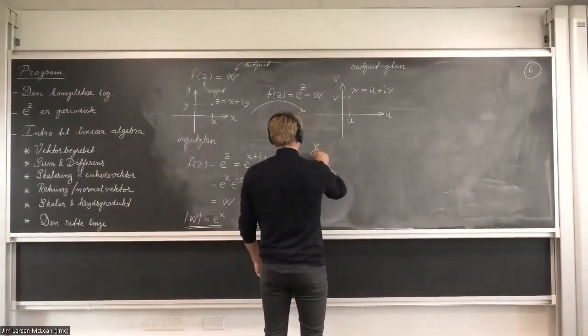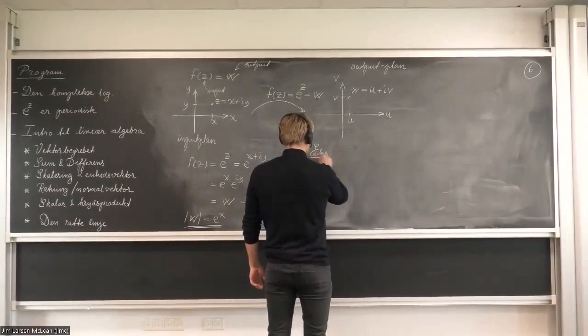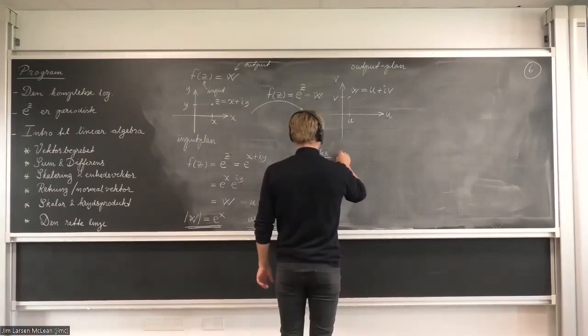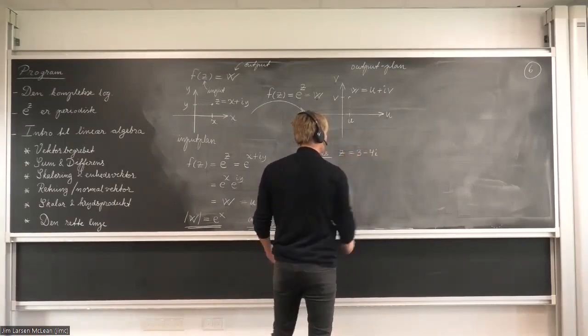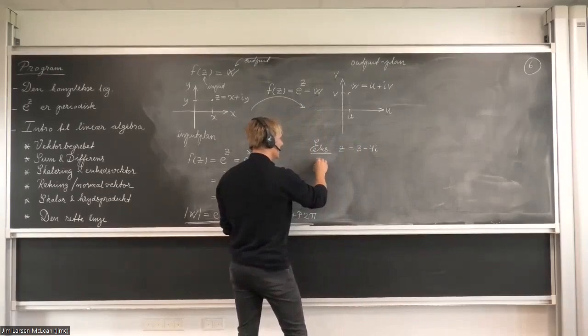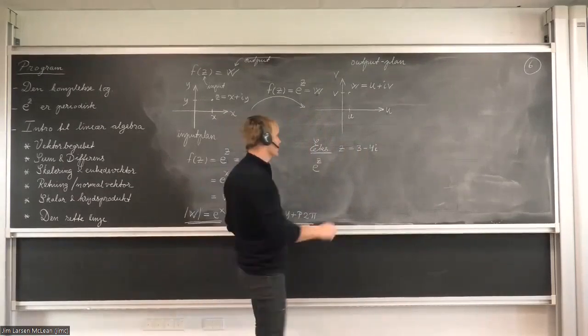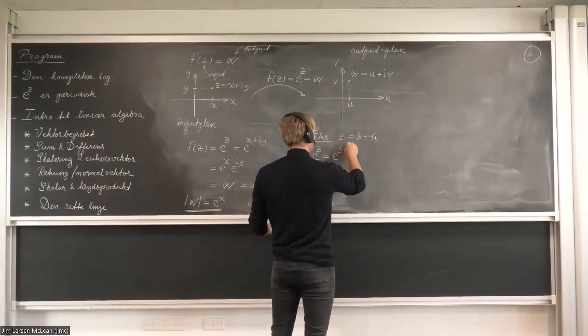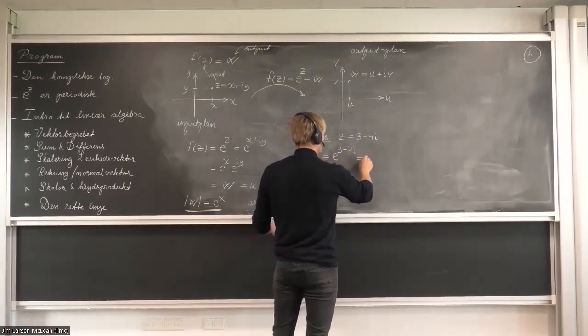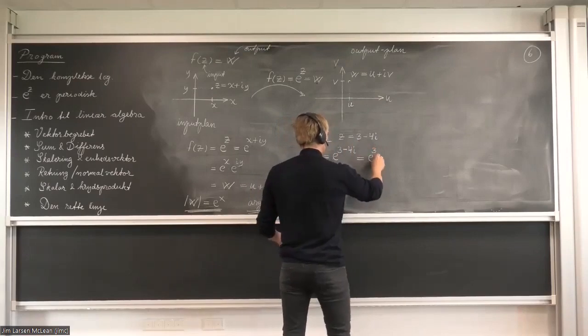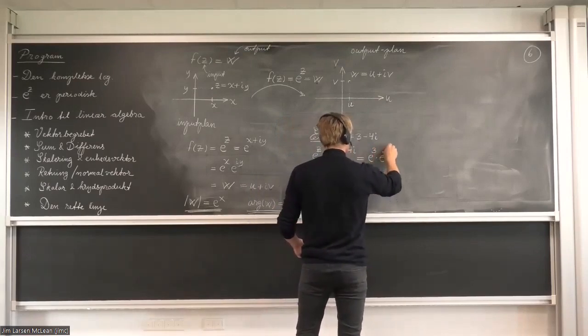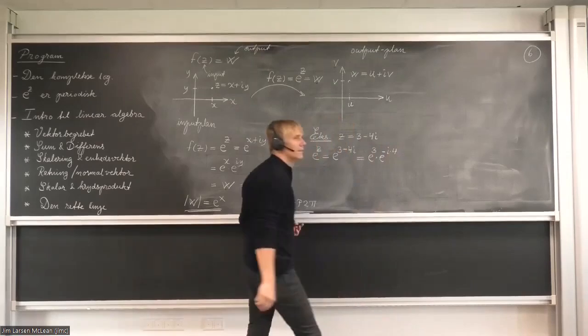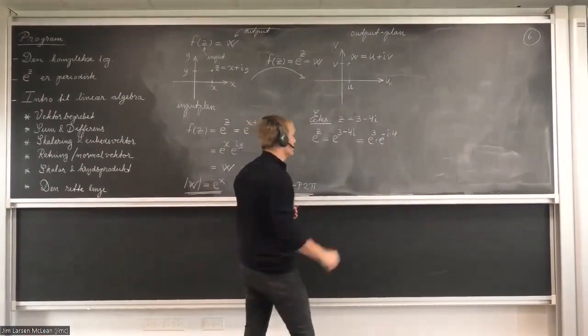So I also just need an example. It could be that I have a z, which is 3 minus 4i, and I want to find e to the power of z. That just gives us e raised to the 3 minus 4i. And I split that into e^3 times e to the power of minus i times 4. And now I can read directly that this here is w.